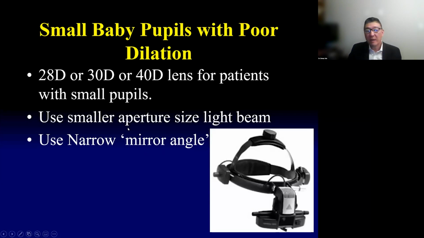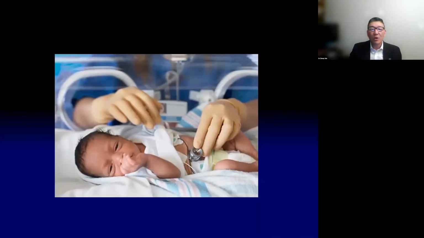And then on top of that, you can use the narrow near angle. I apologize, the aperture knob is usually on the side, and the near angle, that's what that is right there. So you can actually make the mirror angle narrower, and that's how you can look through this smaller pupil.